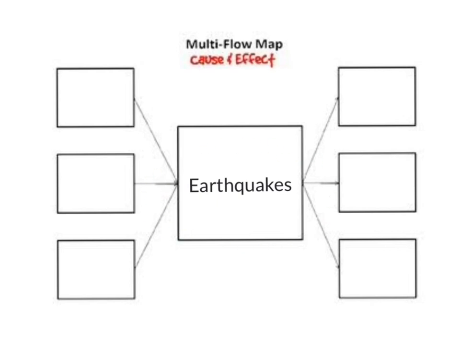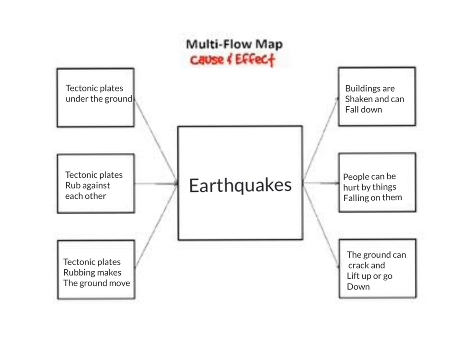We think about what causes the earthquakes and then what the results are of the earthquakes. So these are the causes of the earthquakes. Tectonic plates under the ground, the tectonic plates rub against each other, and the tectonic plates rubbing makes the ground move. And these are the effects of an earthquake.